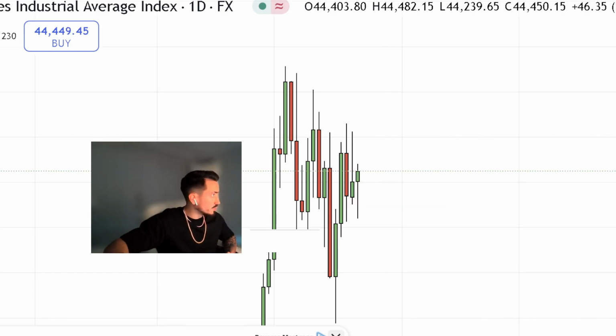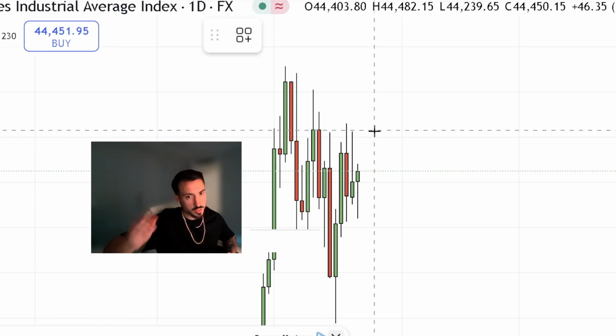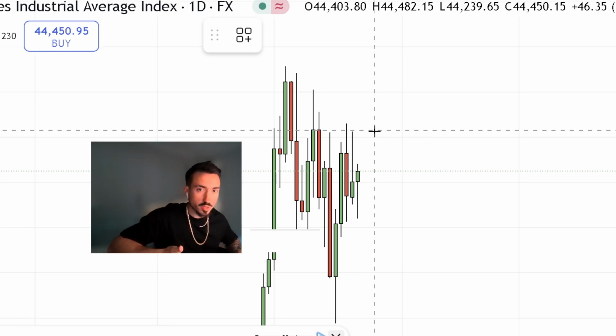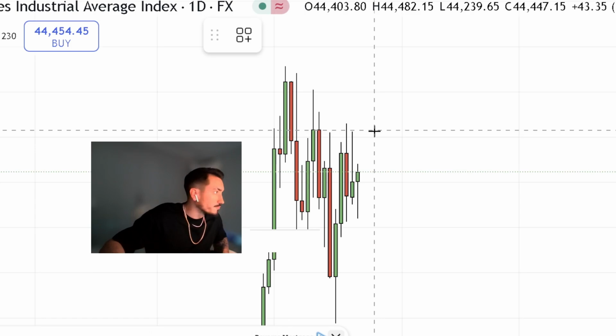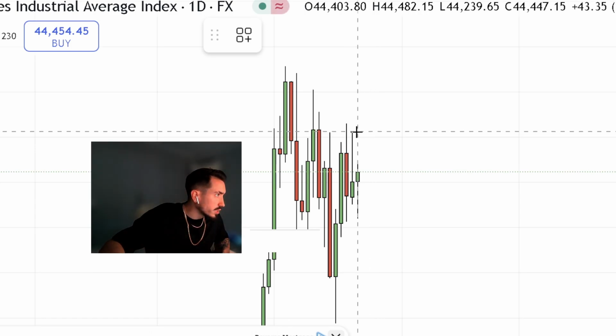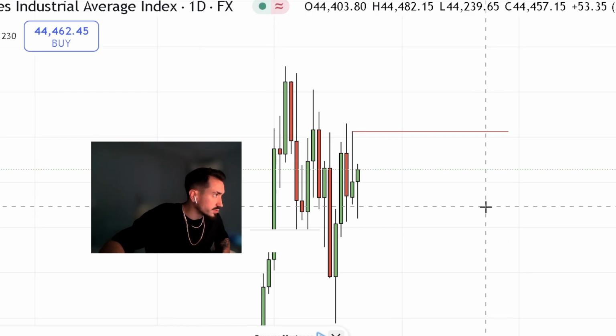So we're gonna go ahead and remove this. We're gonna start fresh. We're looking at US 30 right now. I trade Forex, yes, I trade CFDs. I'm gonna make a transition to the futures market, but right now I'm just doing what works and I'm trading US 30. So we're gonna mark out the previous day low and the previous day high.